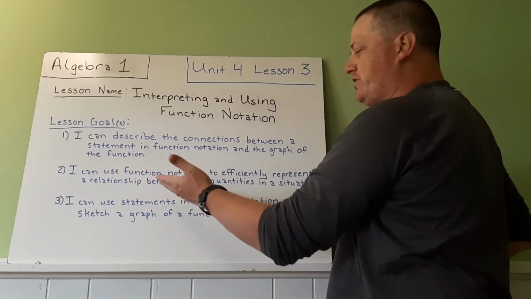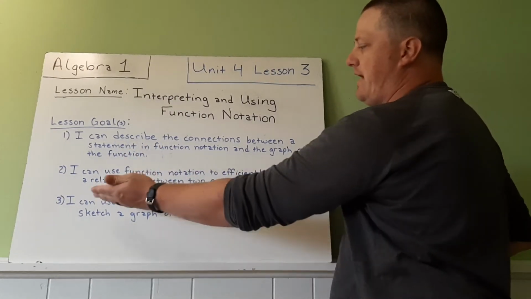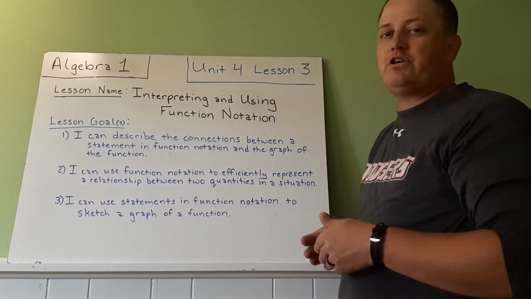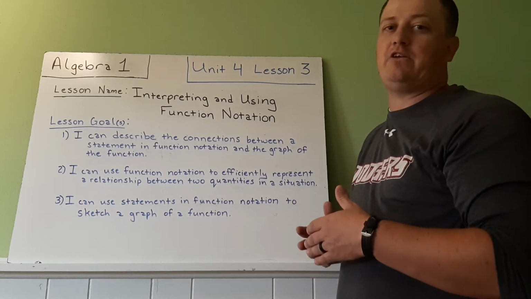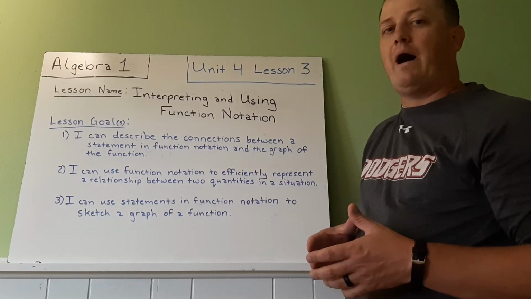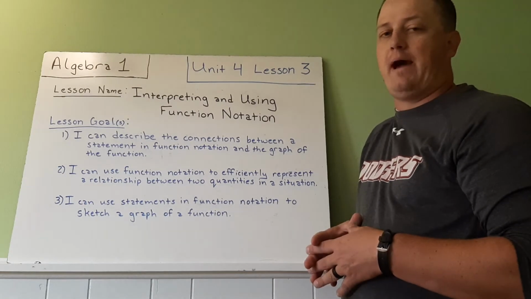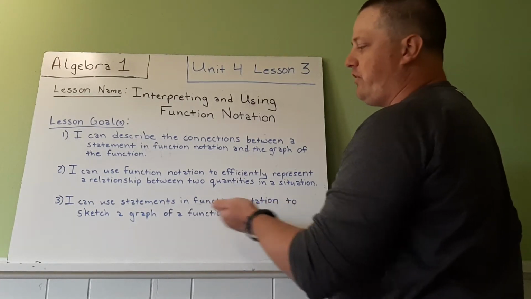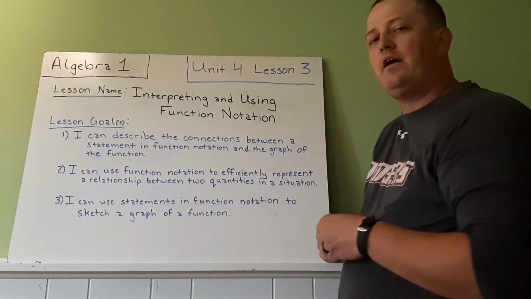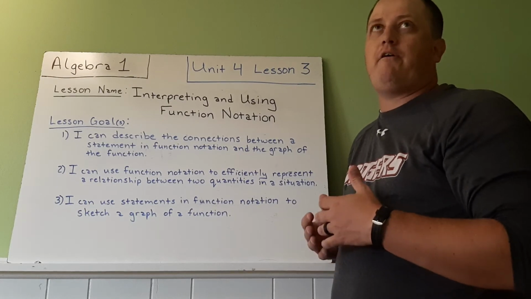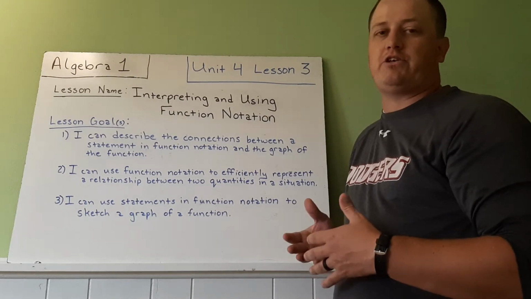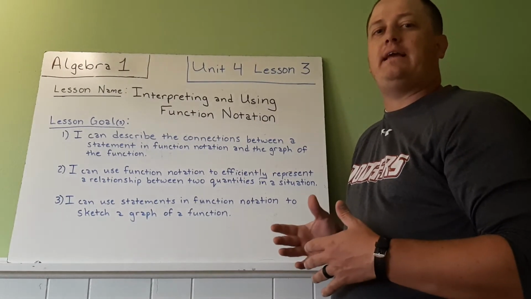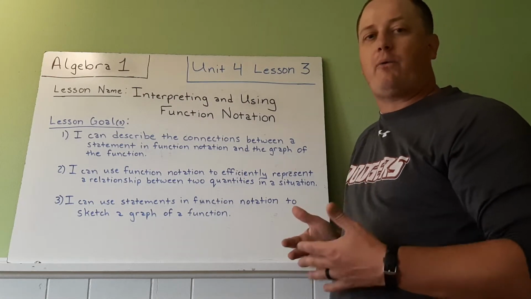I can use function notation to efficiently represent a relationship between two quantities in a situation. So function notation is just a way to represent essentially the x value to the y value and show how that connection happens. I can use statements in function notation to sketch a graph of a function. So if we have a few pieces of information written in function notation, that should allow us to map out kind of a general idea of what that function would look like as a graph.